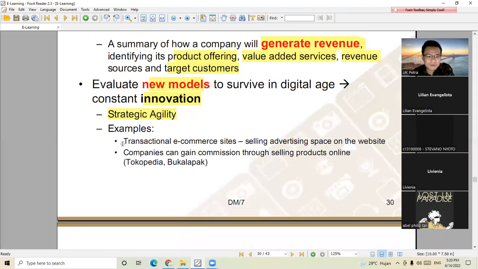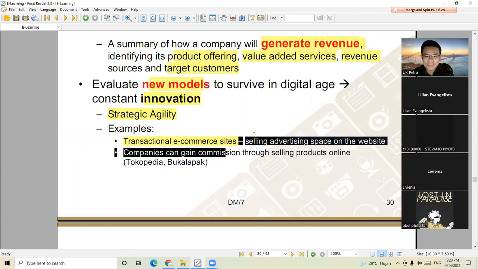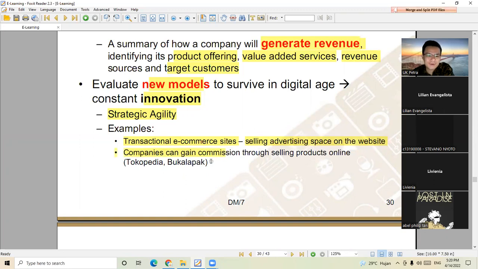There's an example here for transactional e-commerce sites. In order to survive or make more income, they sell advertising space on the website. Or companies can gain commission through selling products online, such as the online marketplace. This is kind of a new business model. Tokopedia, Bukalapak, they create the online marketplace as a platform so that other stores or even individuals can sell on that platform, and they make the commission from the vendors.